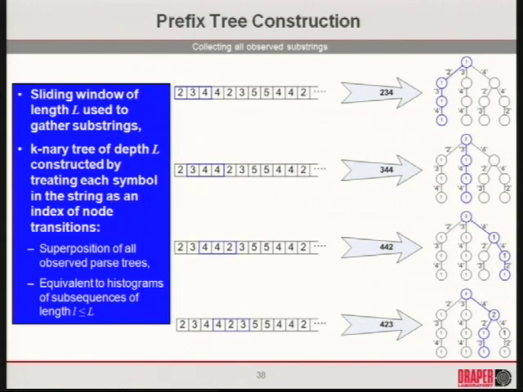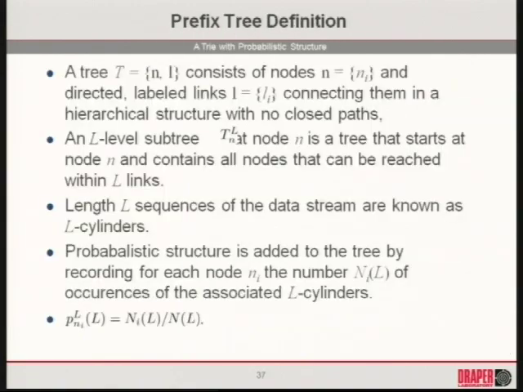So I've got a sliding window, and I'm going to take the first three characters, 2, 3, 4. I'm keeping count of how many times I see these things. I slide that window over, 3, 4, 4, and I'm keeping count. 4, 4, 2, then 4, 2, 3, and I'm repeating this. So I'm going to populate this tree over and over again. Now, I'm going to go back here.